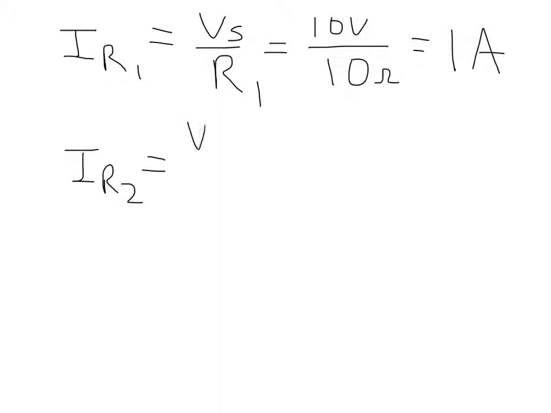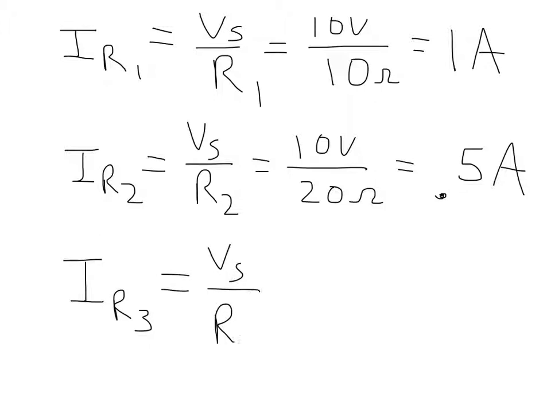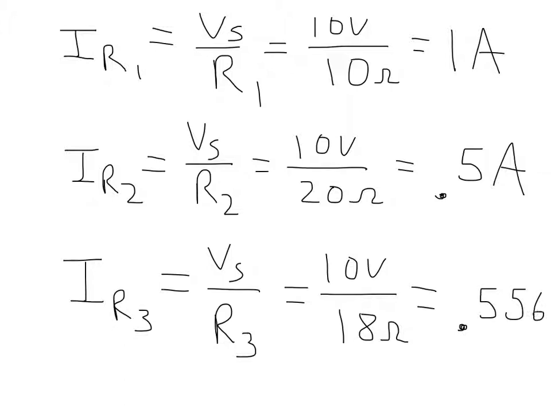Current through branch 2 is the source voltage divided by R2, so that'll be 10 volts divided by 20 ohms, and 10 divided by 20 should be 0.5. Then the current through R3 is the source voltage divided by R3, which is 10 volts divided by 18 ohms. On my calculator, I'll type in 10 divided by 18, and I get 0.556 amps.